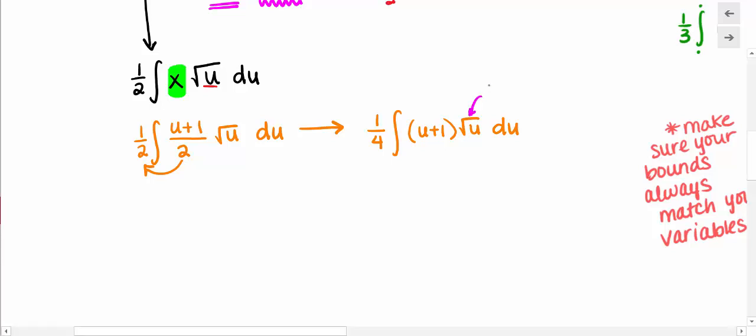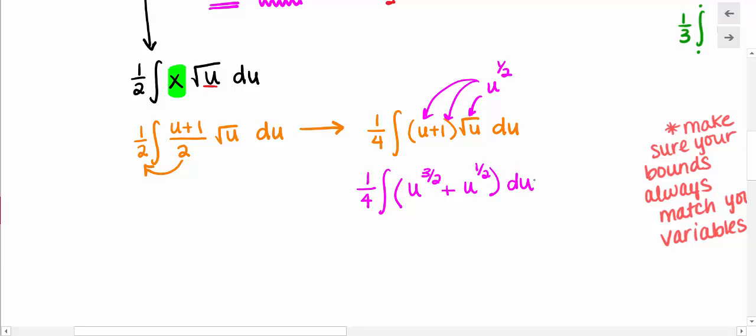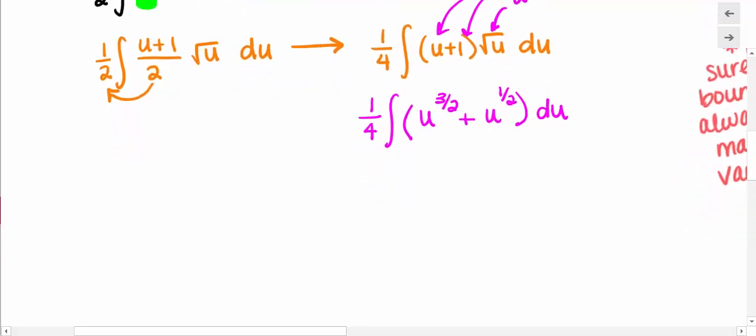And if I think of u under the square root as being u to the half, I can then distribute that into those parentheses. So this will become 1/4. Then it is u to the, same base, add my exponents, so a half and 1 would be 3/2, plus 1 u to the 1/2, and I'm integrating still with respect to u.